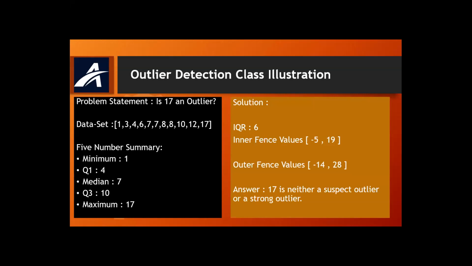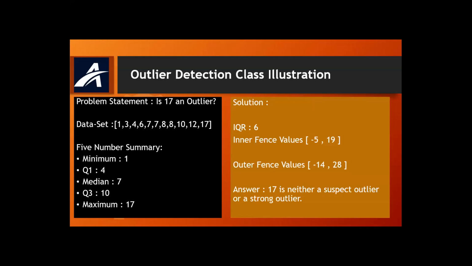I think this calculation has an error. Just give me a minute. Let me just review it again. No, I think it's correct. We are supposed to be doing 1.5 times the interquartile range and then getting the inner fence and outer fence. That is what was confusing.